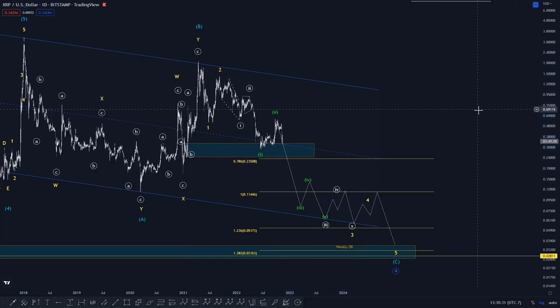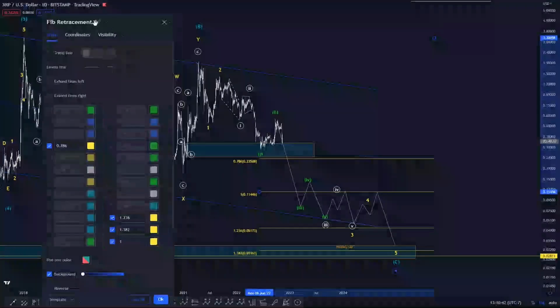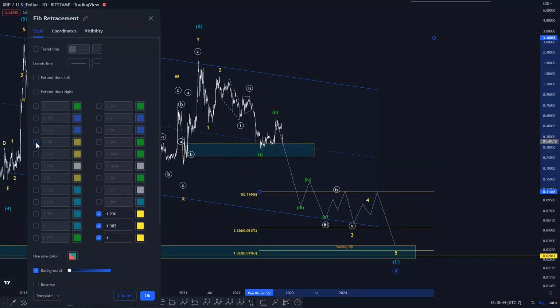This is if we were expecting a running flat, but it actually wouldn't make sense because it didn't go past the A leg, so we actually wouldn't really look for this. It's very rare we ever get a truncated regular flat. That's super rare, so I don't really expect that.